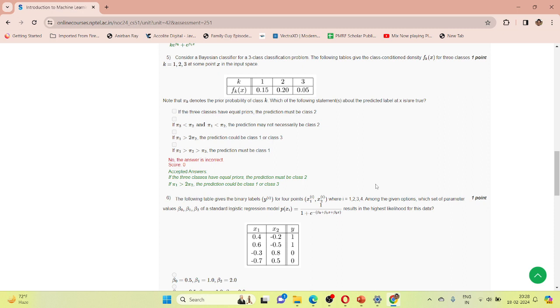Second question. Any idea? If anybody knows, please tell. Second question, I have no idea. Week 4, second question. Is it k plus 1?